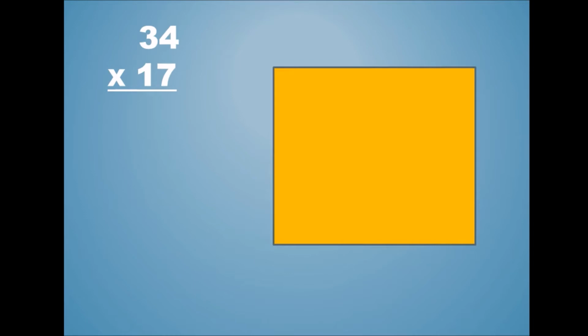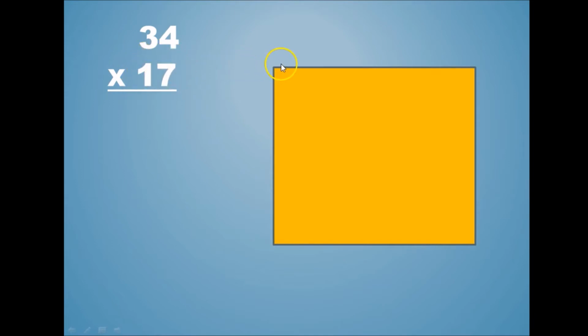So once we know about those columns, now we're going to take this and we're going to divide up our squares into the same columns as well. So 34, we're going to divide this up. The 4 still represents the ones. The 30 is going to represent the tens column. The 17, 7 is going to represent the ones, and the 10 is going to represent the tens column.